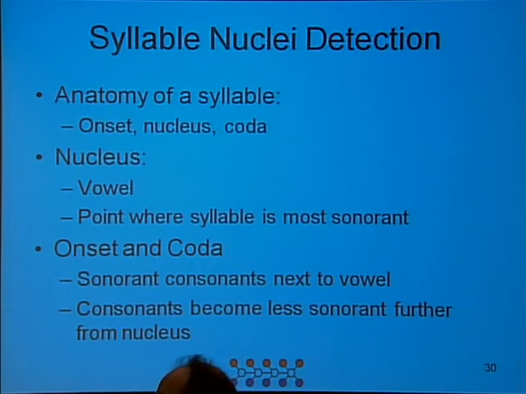Okay, the anatomy of a syllable. Generally considered to have 3 parts: an onset, a nucleus, and a coda. The nucleus is the center of the syllable and is the vowel. It's also notable that it's the point where the syllable is the most sonorant. That means it's at its loudest and the most resonant. The onset and coda, they don't always exist, but when they do, they're consonants. And the most sonorant of the consonants directly surround the vowel, and they become less and less sonorant, less and less resonant the further you get from the nucleus.